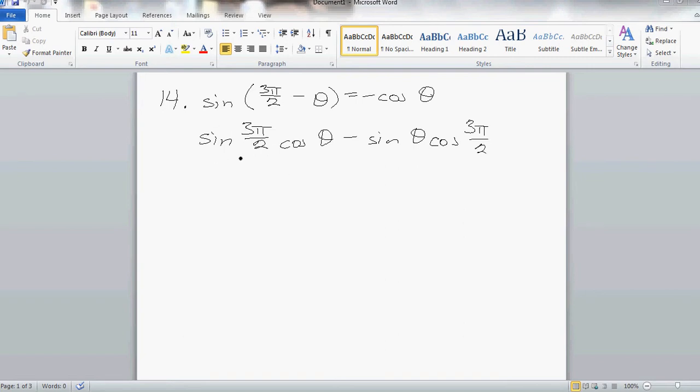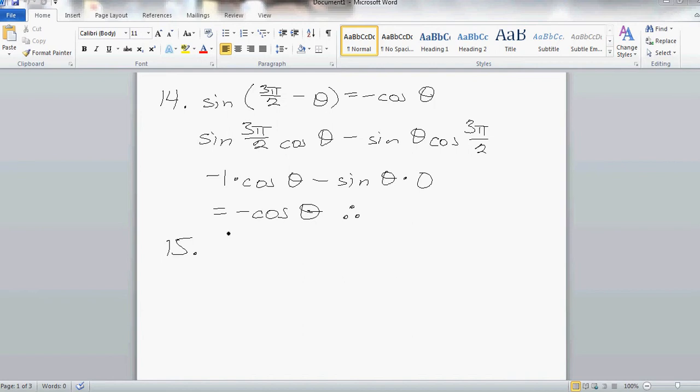Well, the sine of 3 pi over 2 is negative 1. Negative 1 times cosine of theta minus sine of theta times, well, the cosine of 3 pi over 2 is 0. Negative 1 times cosine of theta is negative cosine of theta, and anything times 0 is 0. So negative cosine of theta, which is exactly what we needed it to equal.